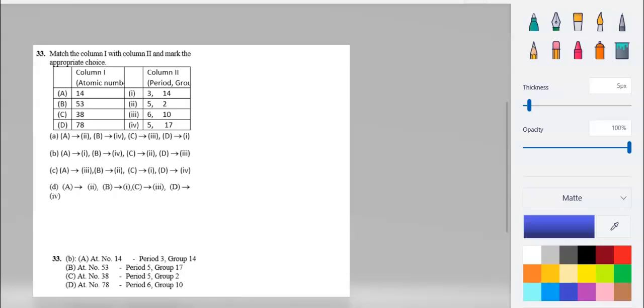If you look at the periodic table, you will know the positions of the atoms with the following atomic numbers. So atomic number 14 lies in period 3 and group 14, whereas atomic number 53 lies at period number 5 and group number 17. Atomic number 38 lies at period 5 and group 2, whereas atomic number 78 lies at period 6 and group 10.